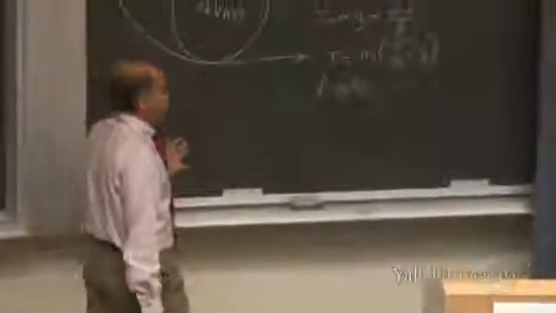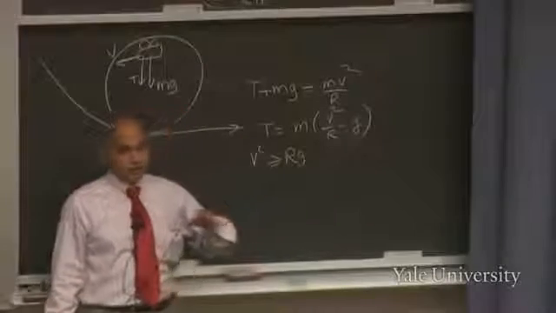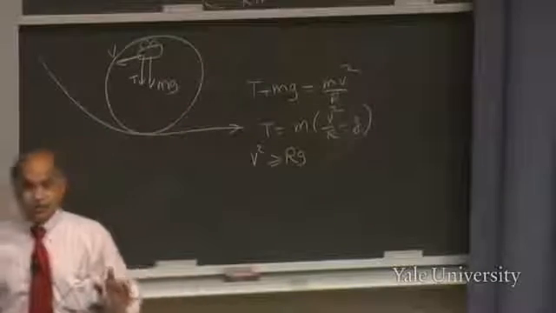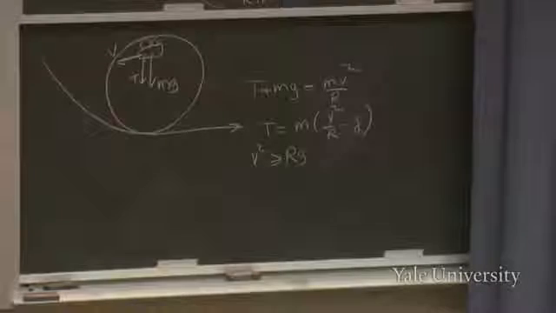If you go faster than that, that is just fine. If you go faster than that, T will be some positive number. So here is the interesting thing. Have we escaped the pull of gravity? How come we are not falling down? And the track is not helping us. It's also pushing us down.